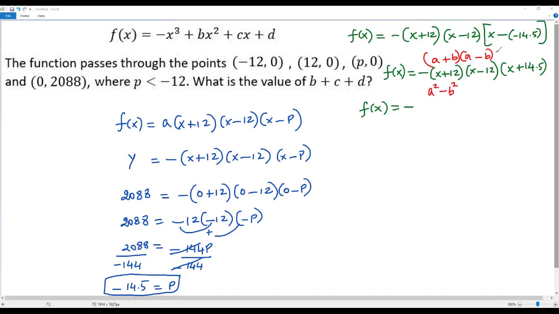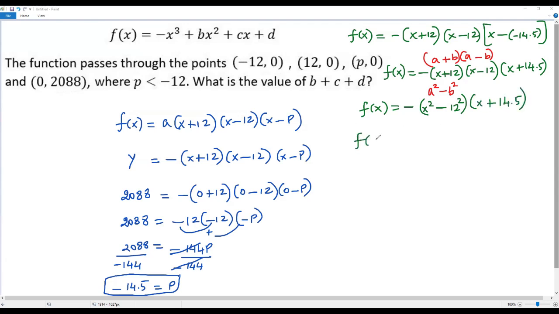So the product of these two binomials equals a square negative b square, and the product of these two binomials is in the same form, a positive b, a negative b. So for a square and b square, what do we have to write? Instead of a, what do we have in our problem? We have x. So for a square, we write x square, and for b square, we write 12 square. So now I got the product of these two binomials, that is x square negative 12 square. Then we have x positive 14.5.